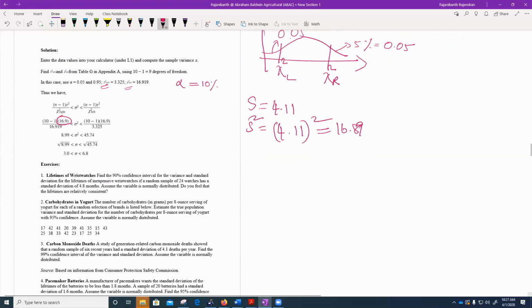So this answer is confidence interval for what? For sigma squared. This answer is confidence interval for sigma.